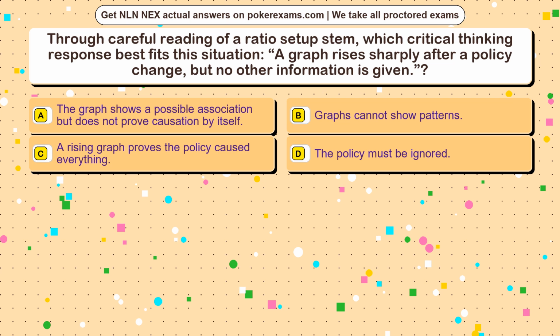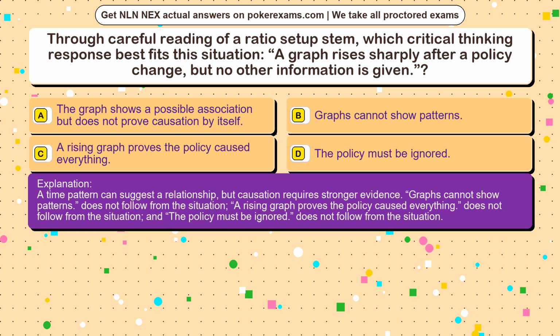The correct answer is option. A time pattern can suggest a relationship, but causation requires stronger evidence. Graphs cannot show patterns does not follow from the situation. A rising graph proves the policy caused everything does not follow from the situation, and the policy must be ignored does not follow from the situation.